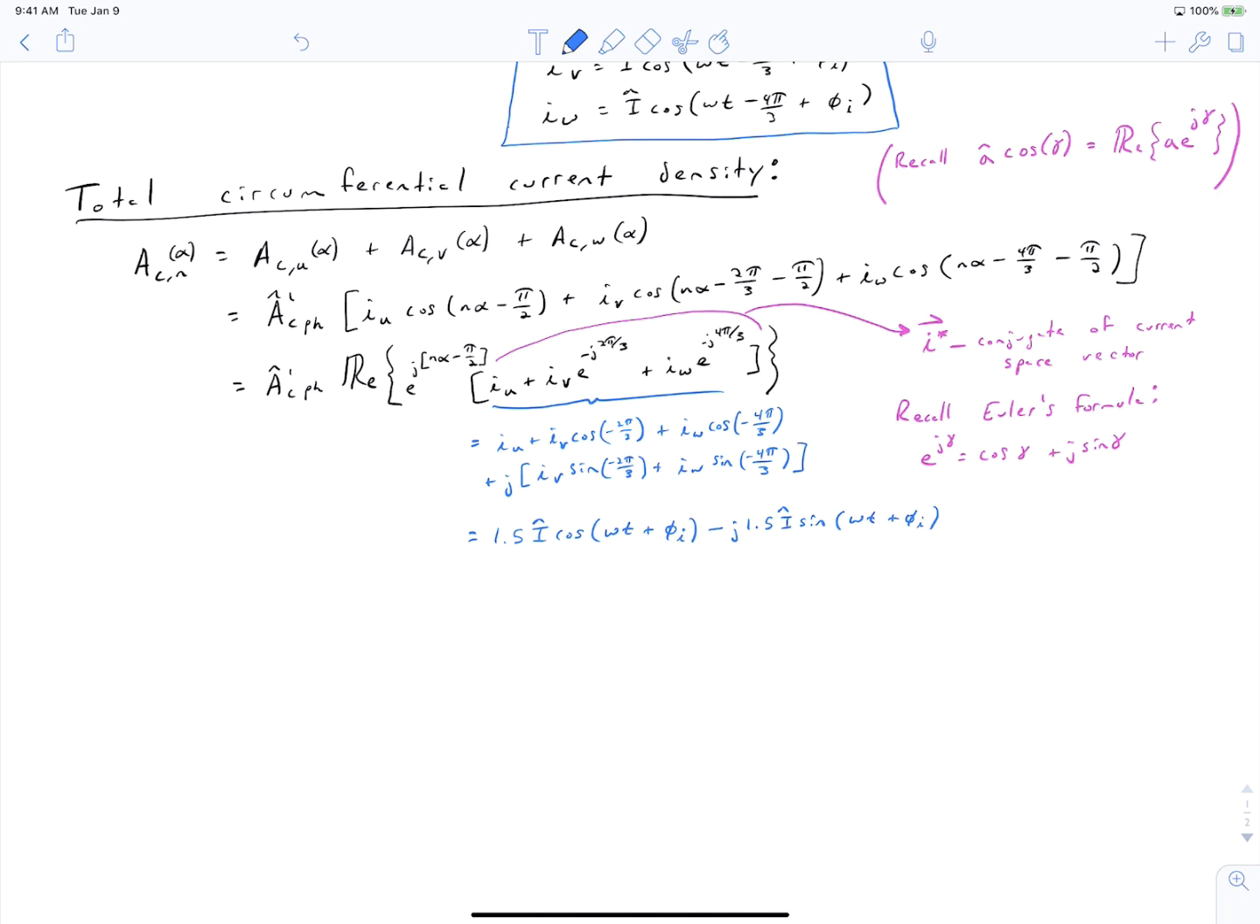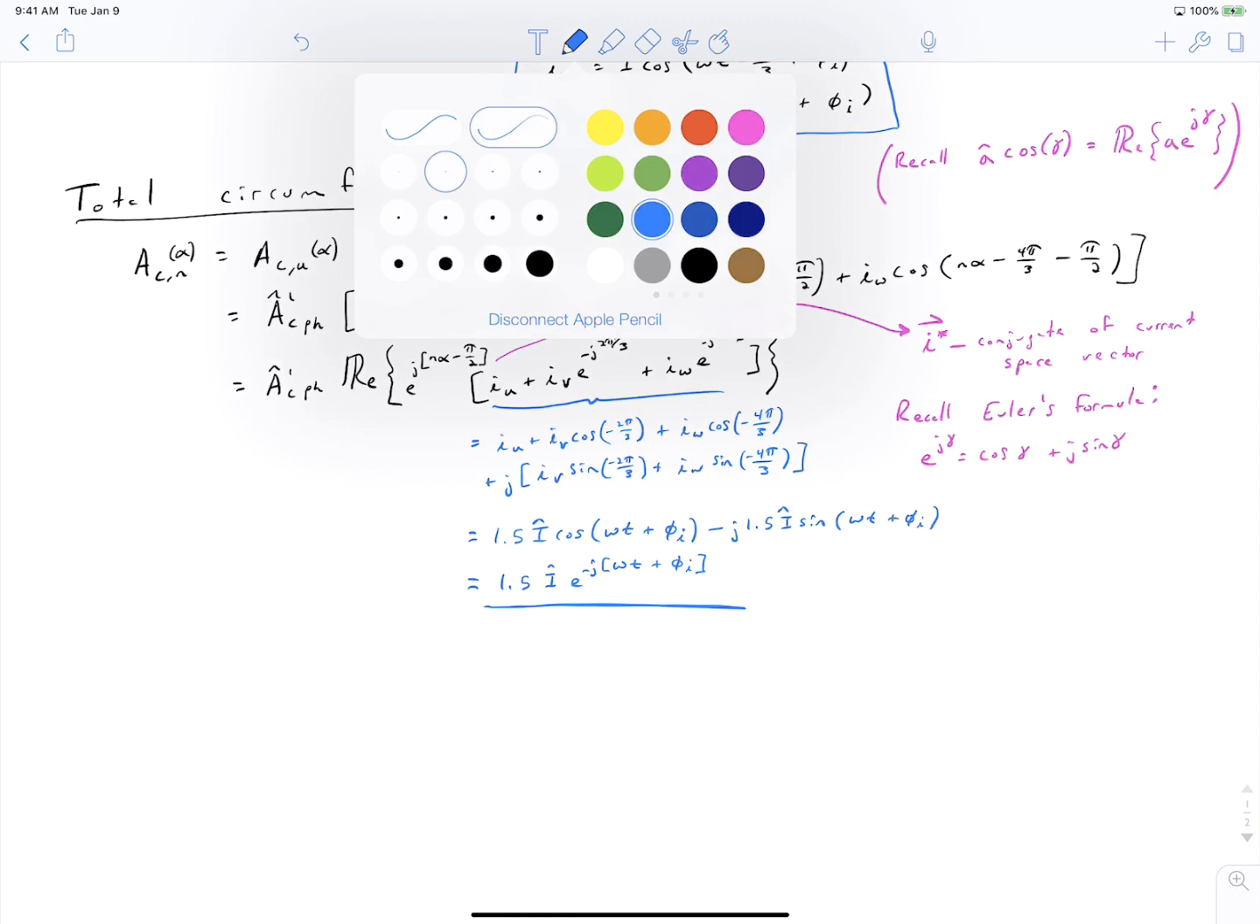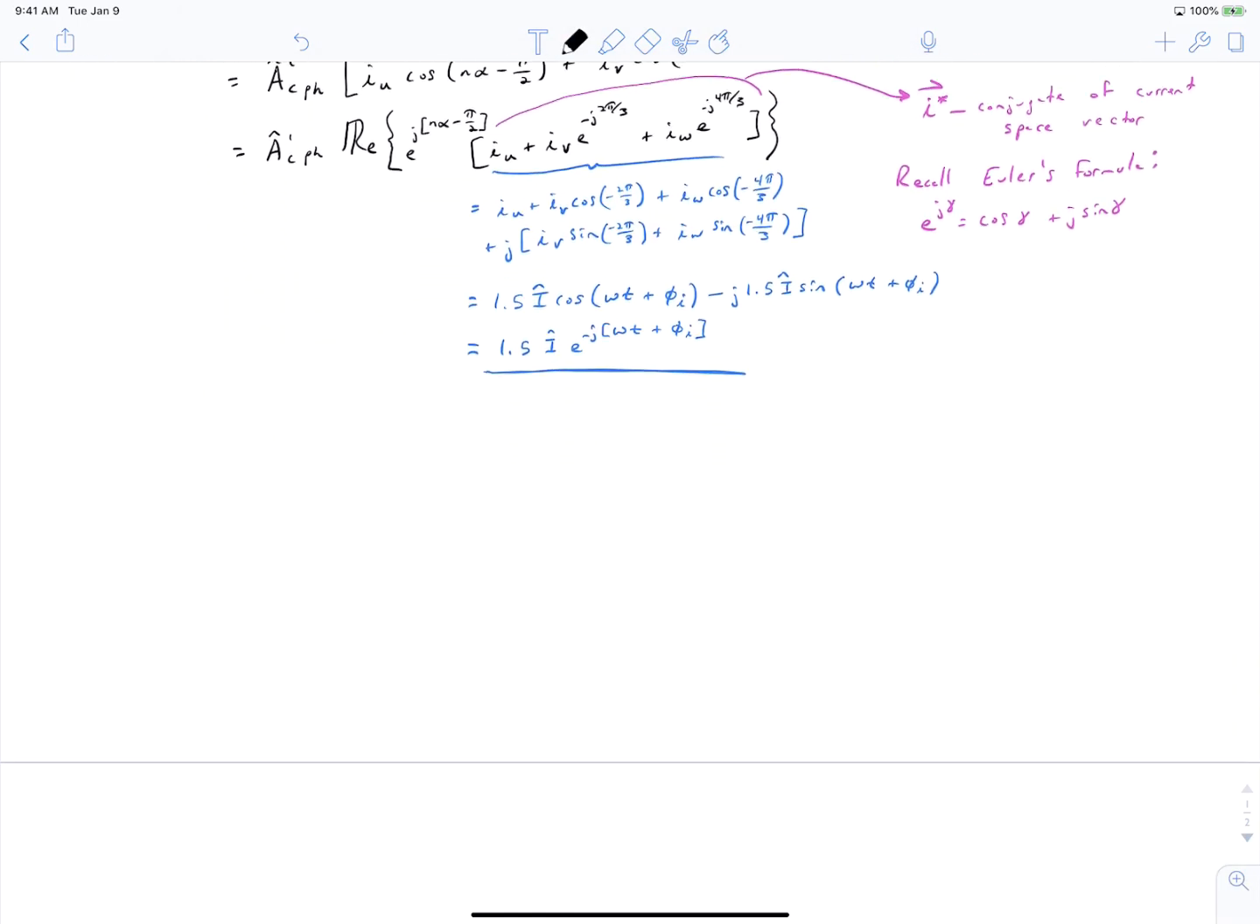It's something that you're going to see time and again in your power courses. And simplifying further, again, you should be able to do this on your own as well. You get this expression. We can now bring this back out to our full equation. And if we do that, we get the following, which we can evaluate as a sinusoid.